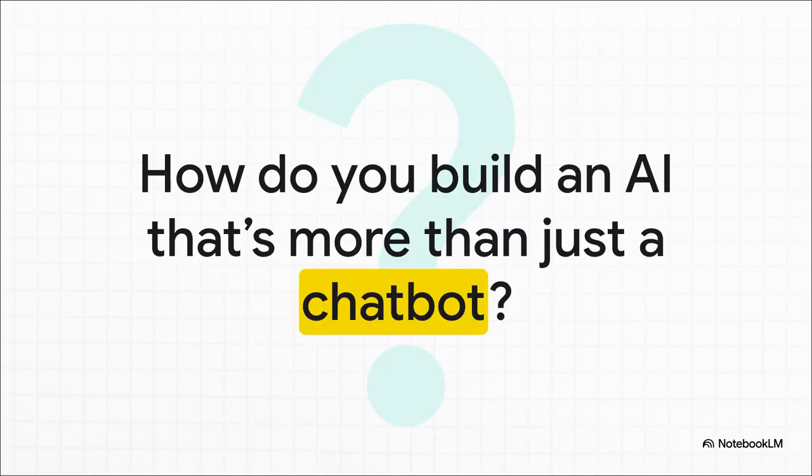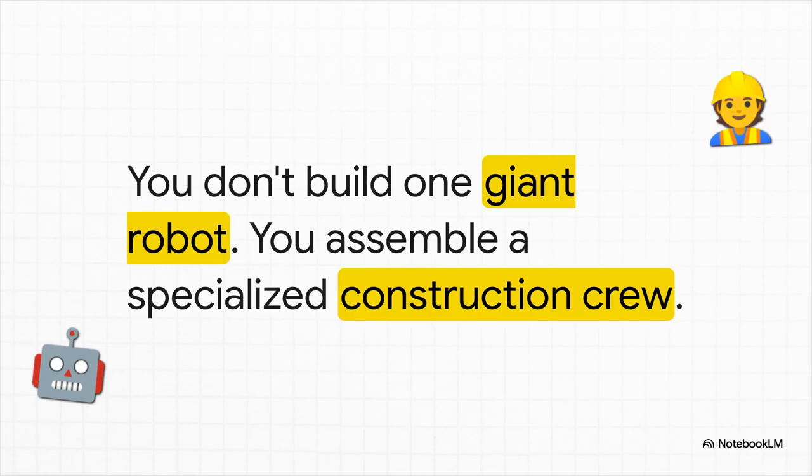The big question for developers right now isn't just about making an AI that can chat. It's about building one that can actually do stuff, complex multi-step tasks, and do them reliably. A single one-size-fits-all AI can only take you so far. So how do you really level up? Well, the answer is to kind of flip the way you think about it. You're not trying to build one giant, all-powerful robot. No, you're assembling a specialized construction crew where every single member has a very specific job. And this whole AI construction crew idea, that's the key metaphor we're going to be running with today.